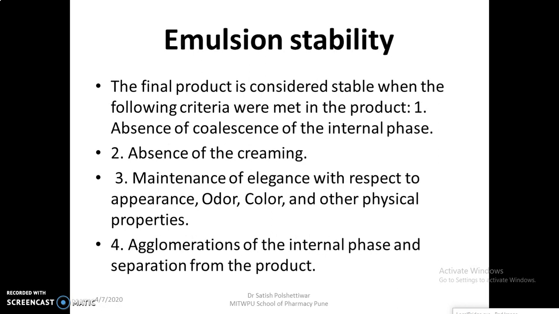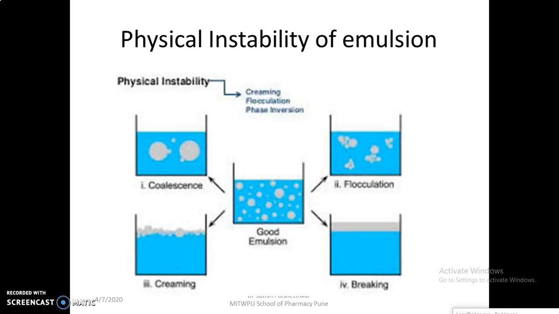Then emulsion stability. The final product is considered stable when the following criteria are met: absence of creaming and maintenance of elegance with respect to appearance, odor, color and other physical properties, with no agglomeration of the internal phase and separation from the product. Physical instability is because of coalescence. For that you always keep the globules far away by keeping a high zeta potential. We can add a surfactant, emulsifying agents, and we can reduce the particle size or globule size so as to maintain the globules properly in your system. This is a good emulsion where the globules are evenly distributed and repel each other. You have to maintain that.